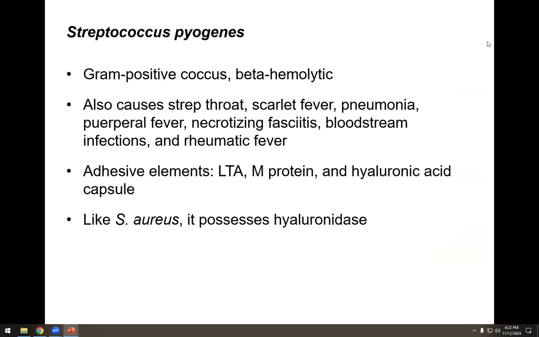Streptococcus pyogenes, again, we've already introduced it. It's also the cause of strep throat, not just impetigo, but strep throat, scarlet fever, pneumonia, puerperal fever, which is, you're going to see spots all over the body, kind of like what we see with scarlet fever, necrotizing fasciitis, bloodstream infections, and rheumatic fever. We're not going to be necessarily getting into necrotizing fasciitis separately from this.